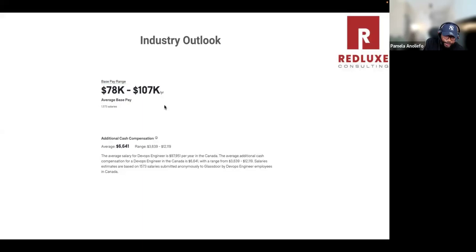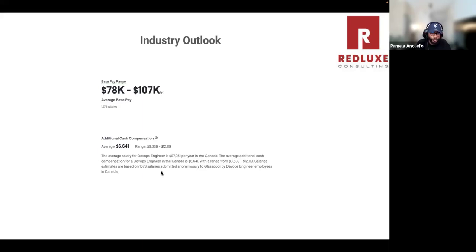From the little research that I did, the base pay for a DevOps engineer in Canada is from 78K to 107K per annum. So if you want to look into that, again, glassdoor.com, I'm sure all of us know Glassdoor. You can get more information about the industry and how many roles. There are hundreds and thousands of roles in DevOps open currently here in Canada.